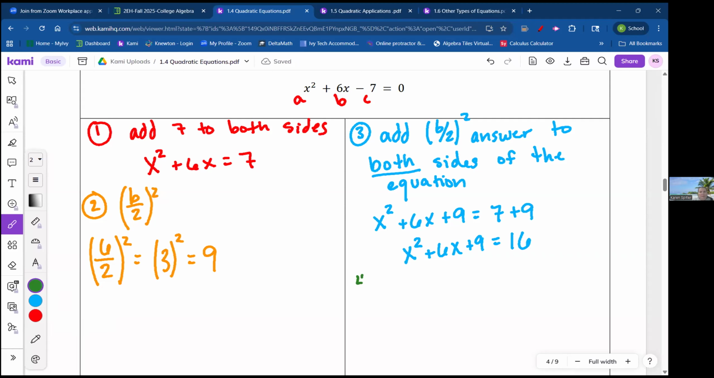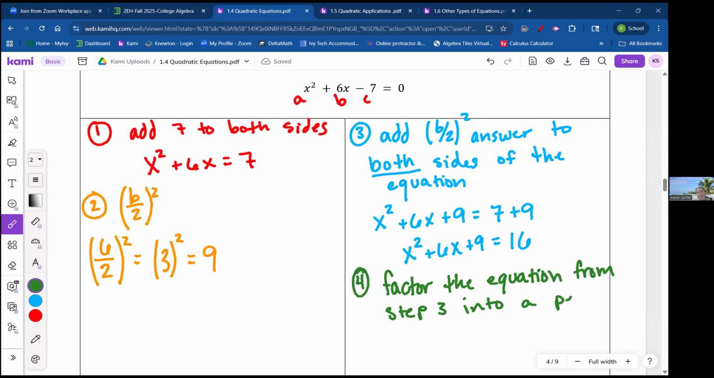All right. Step 4 here. You're going to factor the equation from step 3 into a perfect square trinomial, or a perfect square. And I'm going to show you how to do that. I've got a little hint here.